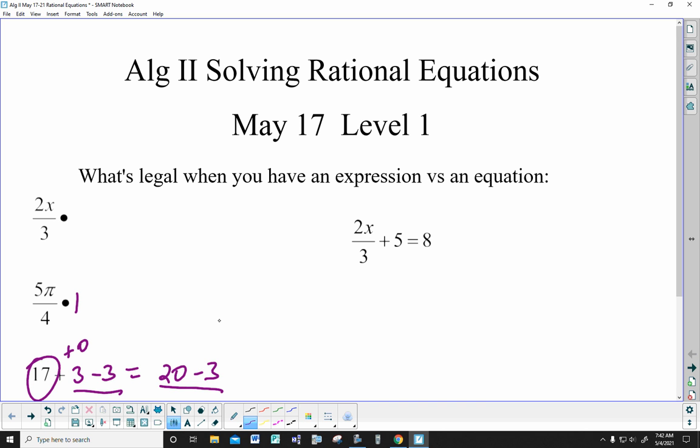Nothing else is legal. When you have an equation, I can subtract 5 as long as I'm doing it from both sides. So it's not adding 0 or subtracting 0. I'm actually taking a number other than 0 and adding it to both sides. Then I can multiply by something other than 1. In this case, I'm going to multiply by 3/2 to both sides. So I get x is equal to 9/2. Okay?